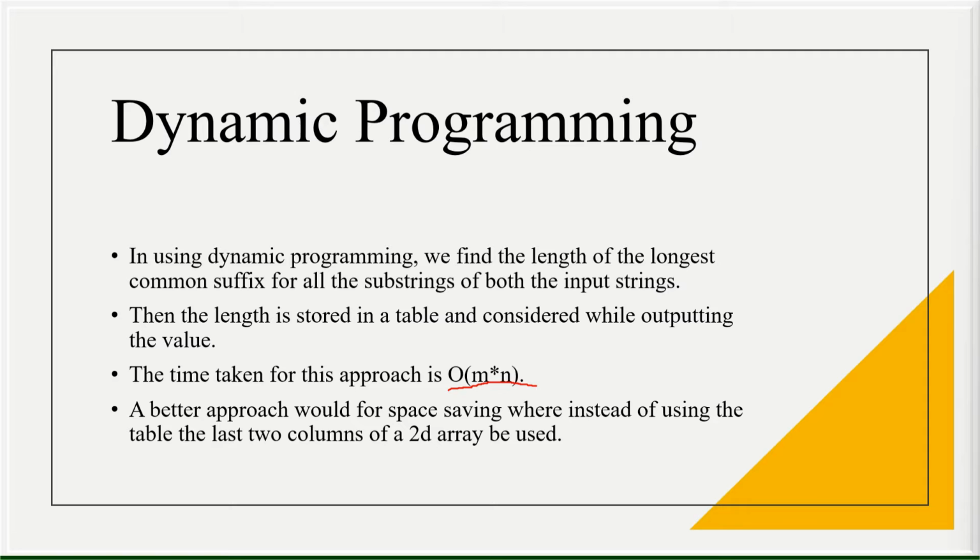To save the space complexity, what we can do is use a 2D array and save whatever length we are getting in the last two columns of the 2D array. But still it is not helpful as the time complexity is not getting reduced and it is still O of m into n.